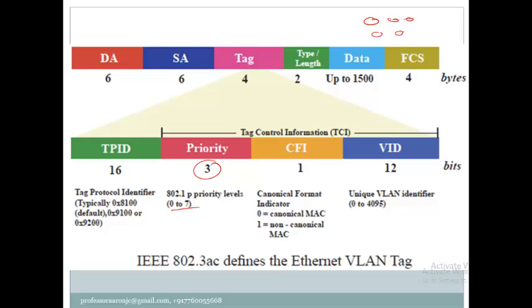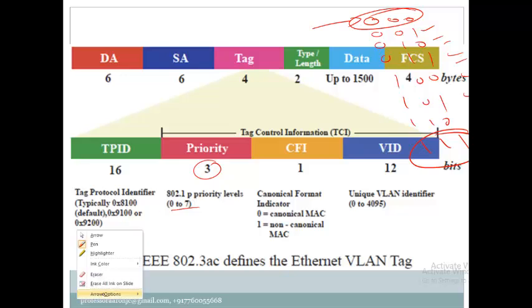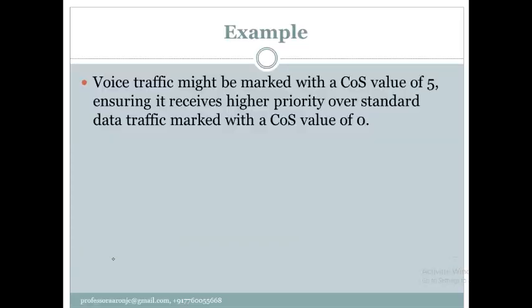These values can be used for marking, 0 to 7. For example, voice traffic might be marked with QoS 5 to ensure that it receives high priority over standard data marked with QoS 0. So normal data is 0, high priority is 5. You cannot use 6 and 7. 6 and 7 are used internally for management. So out of 7, 5 is the highest priority we can use. QoS 6 and 7, though they are the highest, are not for us to use. They are for the spanning tree protocol and other internal management protocols. We use 5, 4, 3, 2, 1 for different types of traffic.